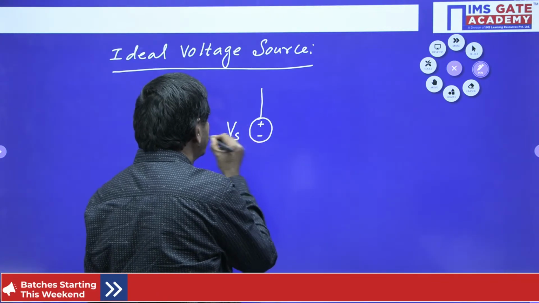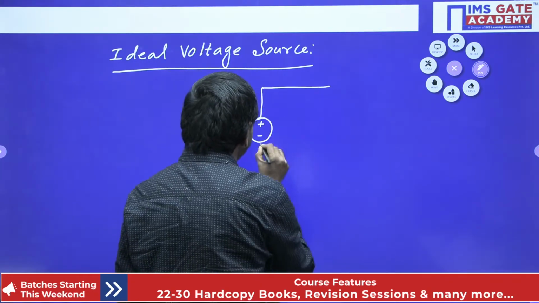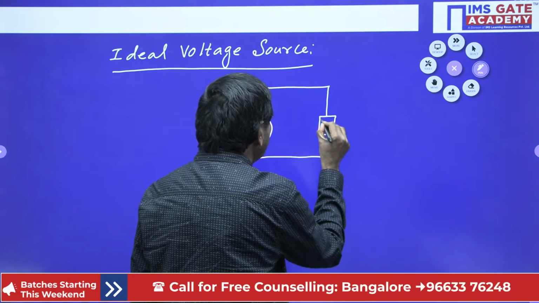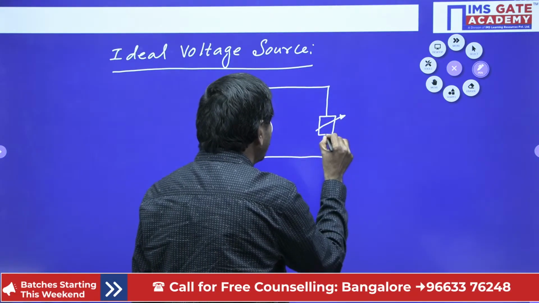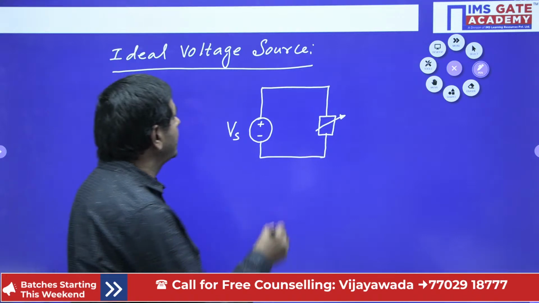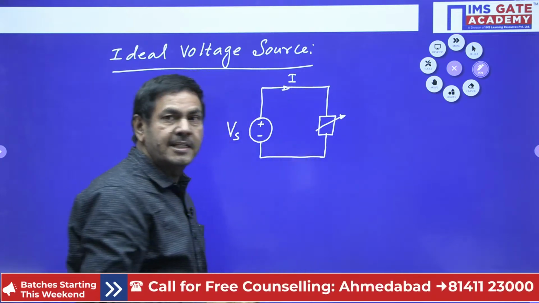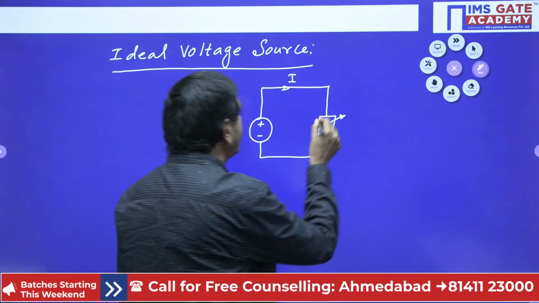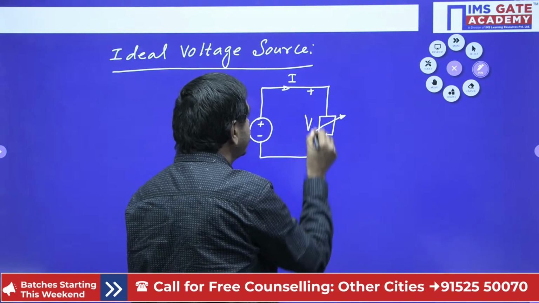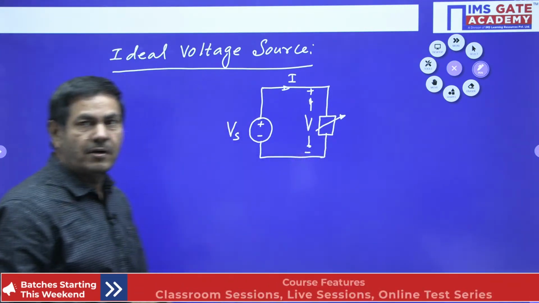Source voltage, I wish to take it as Vs. This source I connected to a load. I want to select that as a variable load. The current which passes through the ideal voltage source, I want to take it as I. This I can also be taken as the load current itself. The voltage drop across this load, I want to take it as V. This is plus, this is minus. This is the V we got.